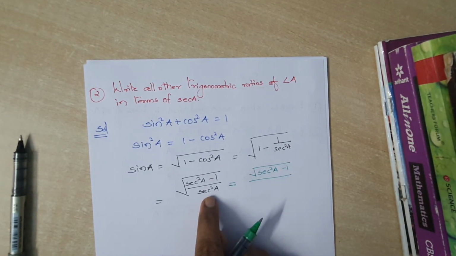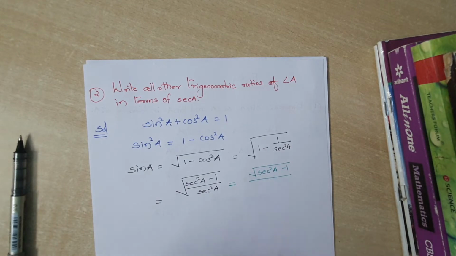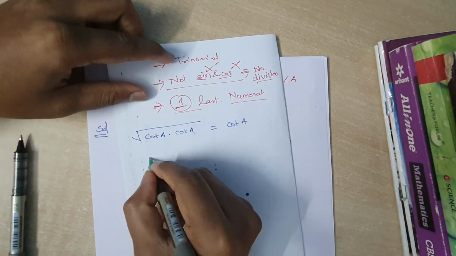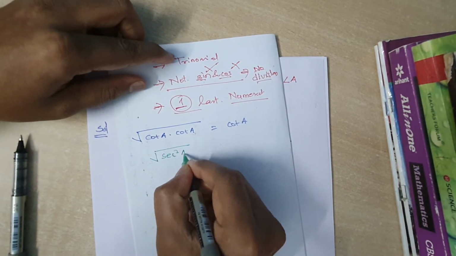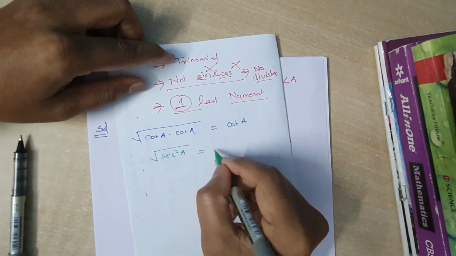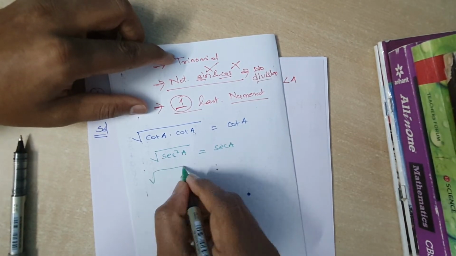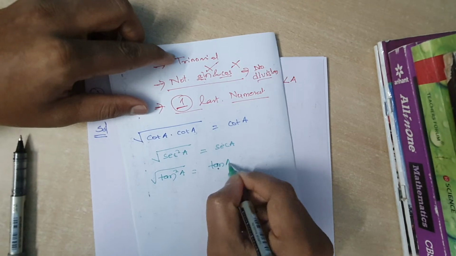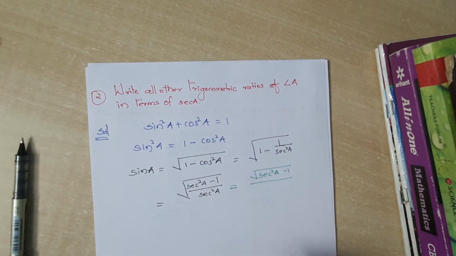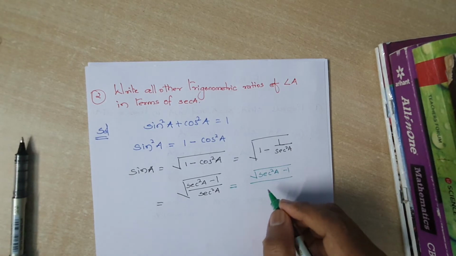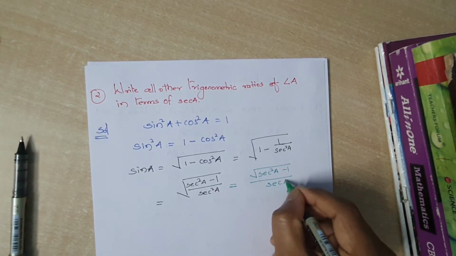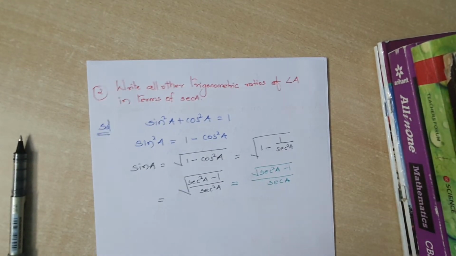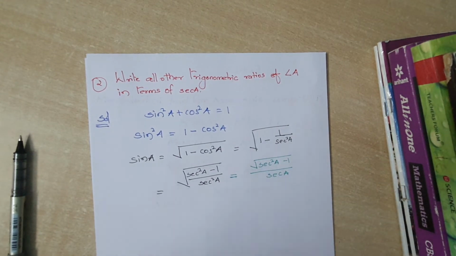So the square root in the numerator and 1 by sec square A in the denominator. We can take it out, right? In the previous case we said no. So the square root of sec square A means the square root of sec A into sec A, so what is the answer? Sec A. The square root of tan square A is what? Tan A. In the same way, here sec A. So here also there is sec, the secant function. So we have expressed sine in terms of sec.